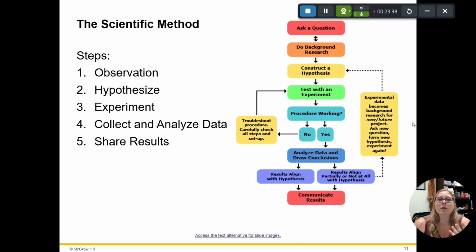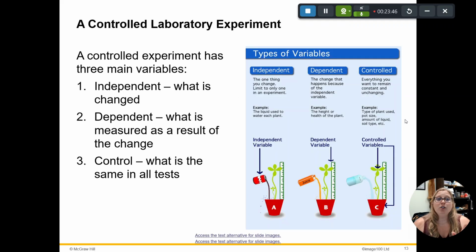We are going to be very specific in how we go about setting up and testing an experiment. And that brings me to a controlled laboratory experiment. So you as a student are going to be doing experiments because a science class requires hands-on learning components, okay? You have a lab kit. You are going to be doing experiments from the lab kit.